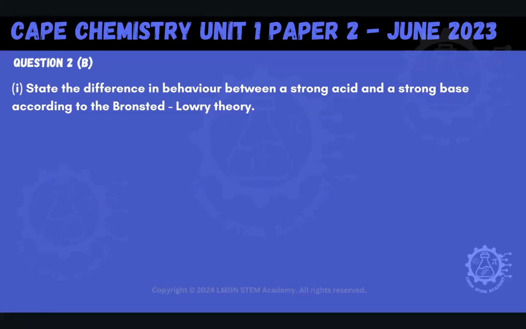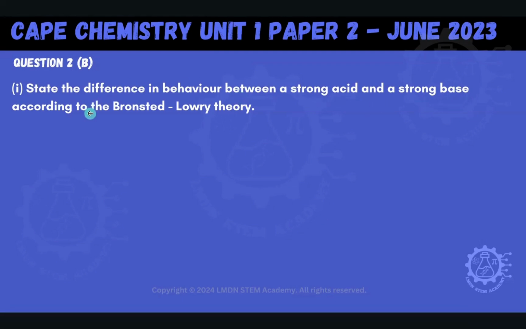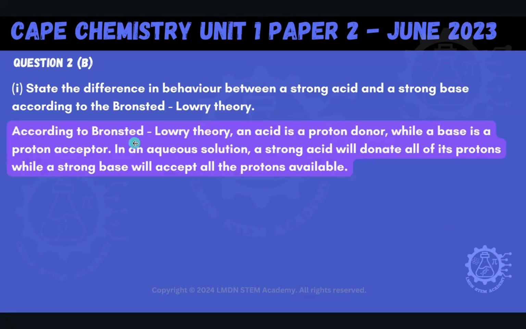So for the first part, we have to state the difference between the behavior of a strong acid and a strong base according to the Bronsted-Lowry theory. According to the Bronsted-Lowry theory, an acid is a proton donor, while a base is a proton acceptor. In an aqueous solution, a strong acid will donate all of its protons, while a strong base will accept all the protons that are available.